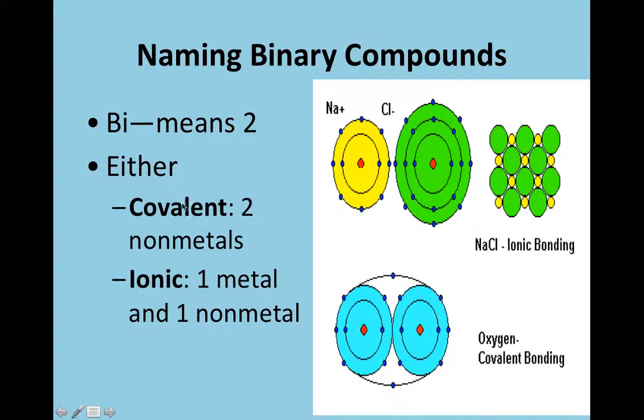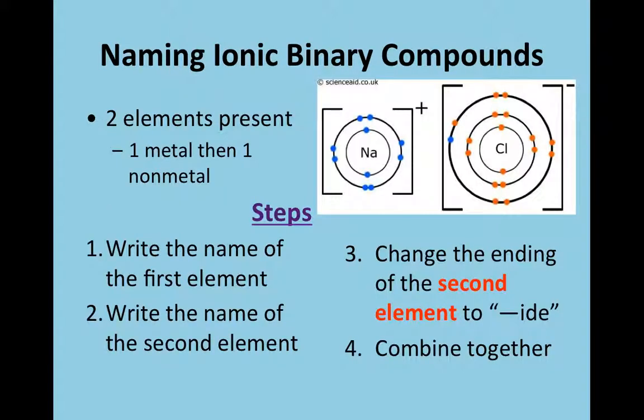Okay. Now, first of all, let's talk about our two compounds. If it's covalent, remember that is where it's two nonmetals. Remember, on the right-hand side of the periodic table, they're your covalent bonds. And then your ionic bonds are where a metal, one on the left, combines with a nonmetal, one on the right side. Okay? So in naming an ionic, let's start with an ionic binary compound.